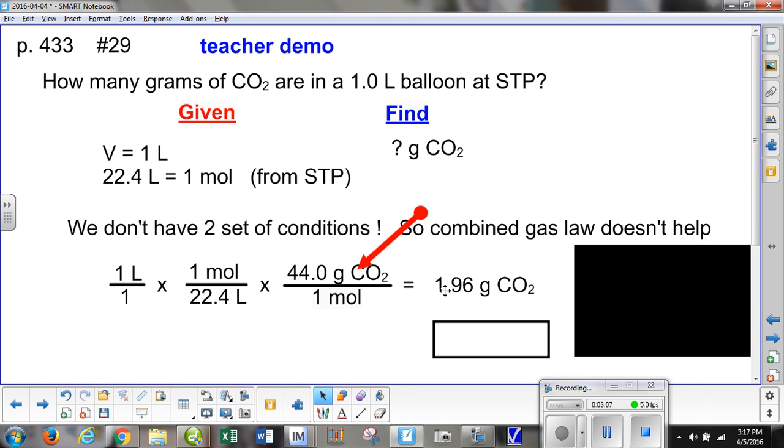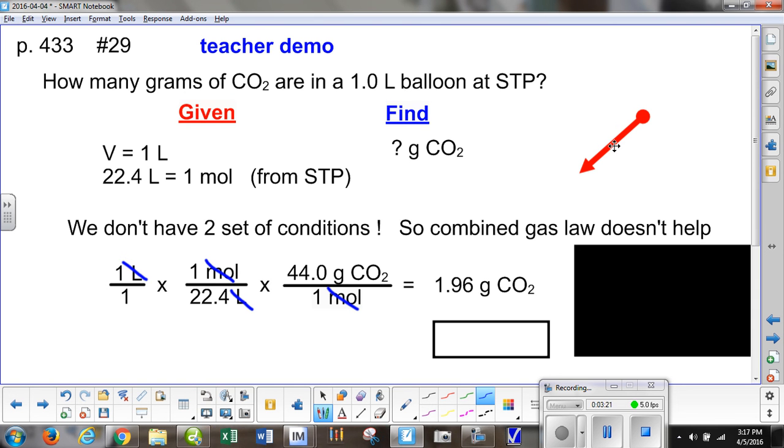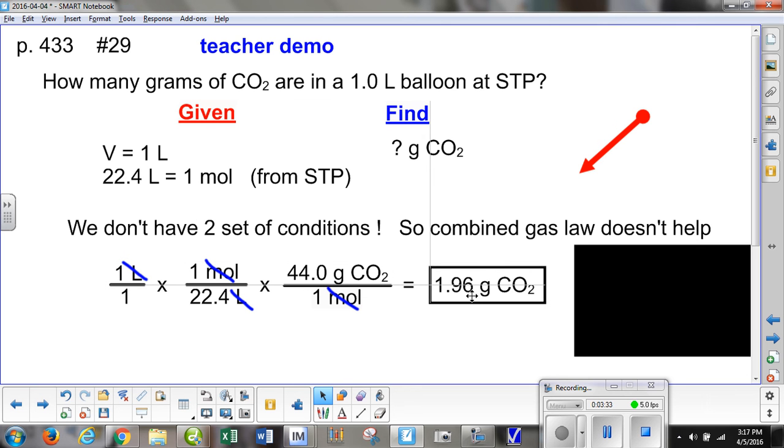So the answer is 1.96 grams of carbon dioxide. As we're doing the problem, we of course want to cross out our units of measure. And of course we're ending up with 1.96 grams of carbon dioxide as our final answer. And let's get this guy up here as the box around our final answer.